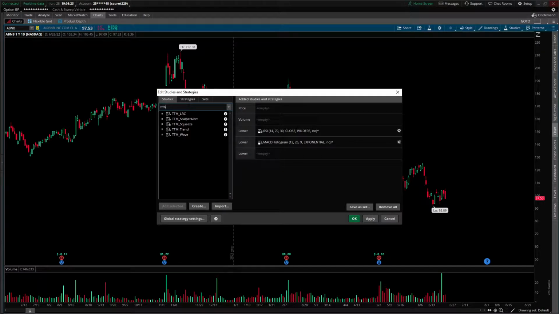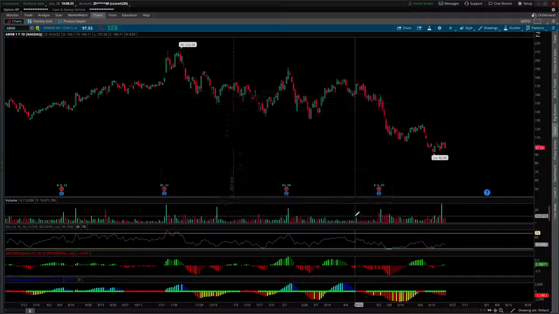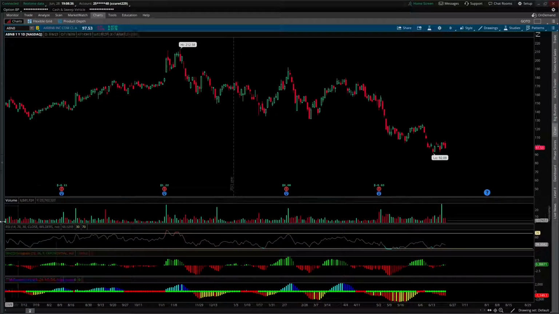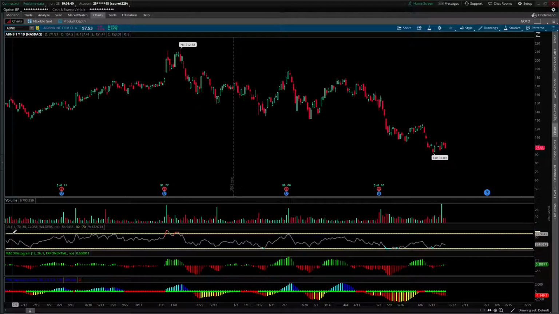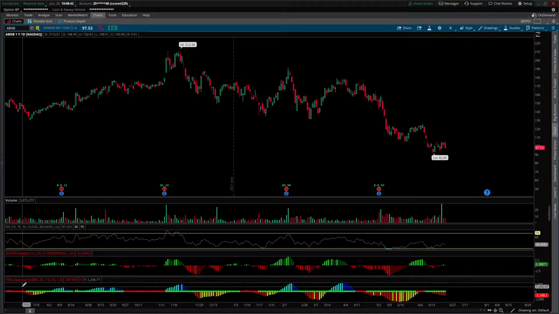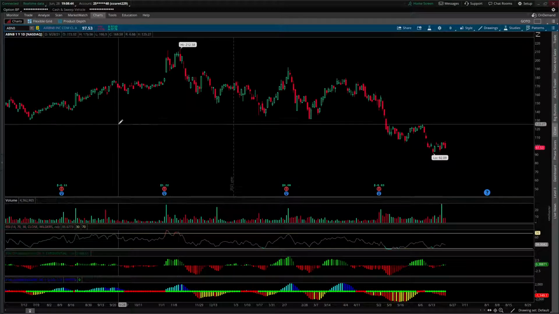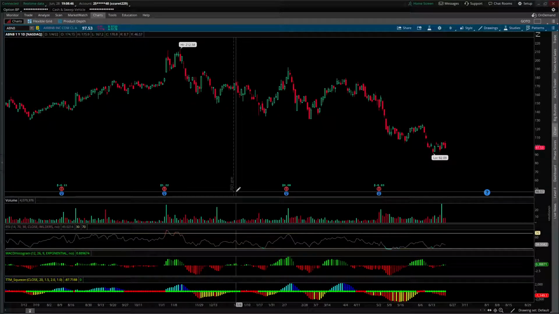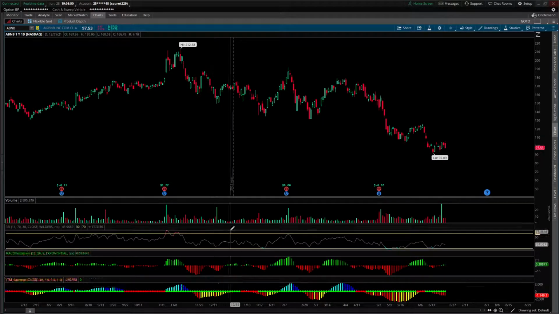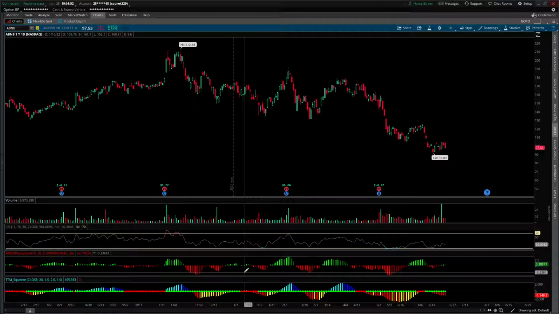Lastly, we're going to add a TTM squeeze. This is what we're going to be looking at for our beginner stack: RSI, MACD histogram, TTM squeeze. Apply, OK, and here we are. In that same order, we have volume, RSI, the MACD histogram, and then our TTM squeeze. I'm going to go over how this works and how you can visualize the price action and how these indicators can give you go signals and stop signals.